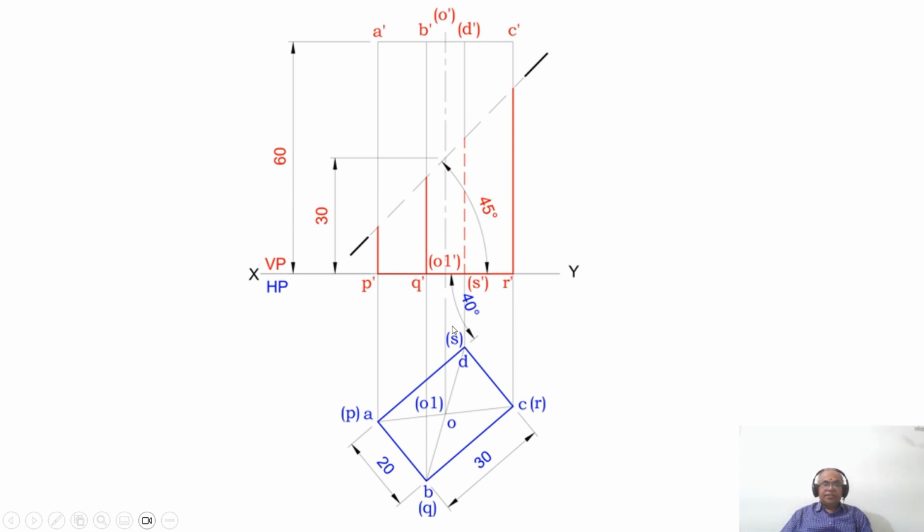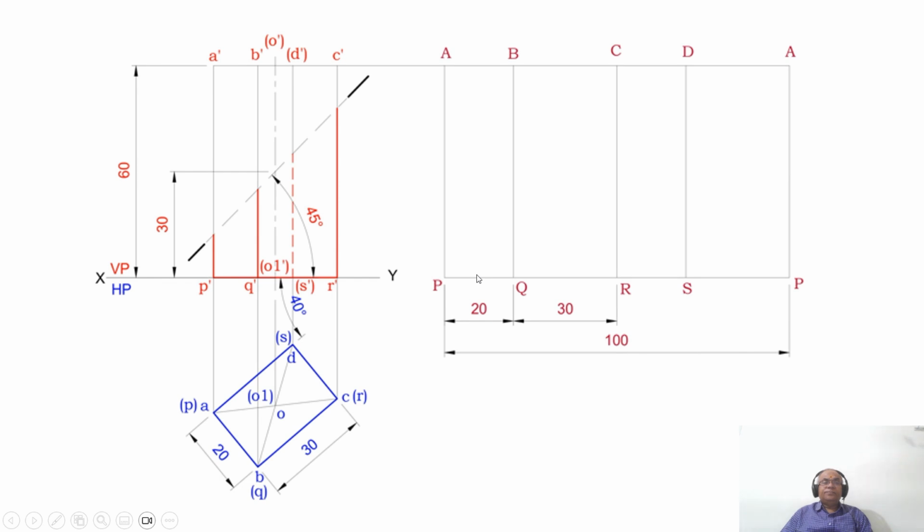So ABCD is in true length. Similarly, P dash, Q dash, R dash, S dash are all parallel to HP, so PQ, RS is also in true length. And AP, BQ, CR and DS all are parallel to VP, so A dash P dash, B dash Q dash, C dash R dash and D dash S dash all are in true length. Hence, we need not find the true length. So how to develop this?